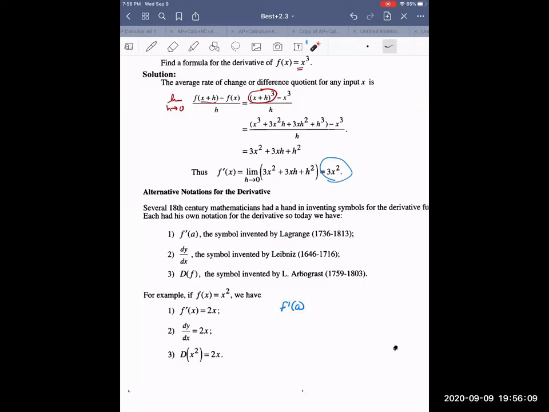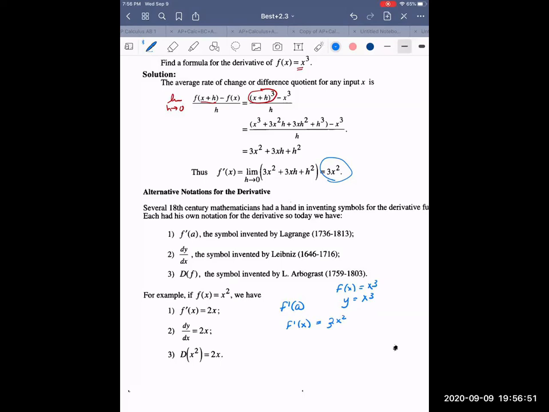The dy dx symbol means if you have a function y, let's just say the same function we had before, I could write that as f of x equals x cubed, or I could write it as y equals x cubed, right? Because y equals f of x. So if I want to find f prime of x, I'm using Lagrange notation or prime notation. We say, well, that's 3x squared.